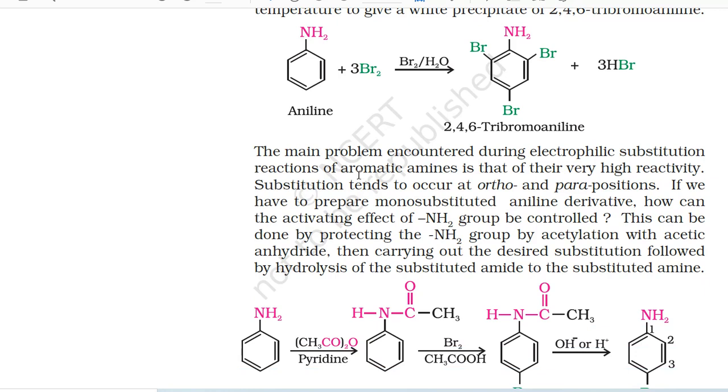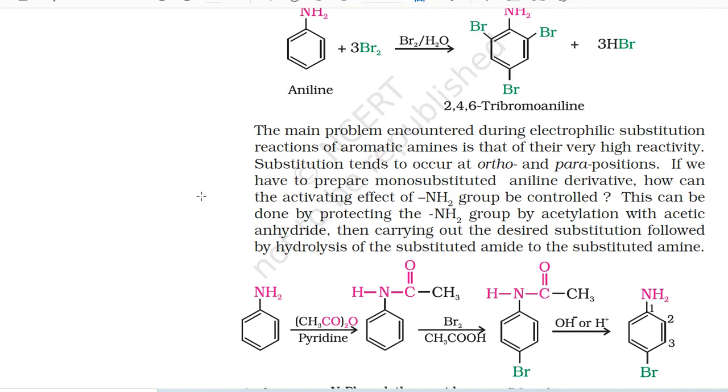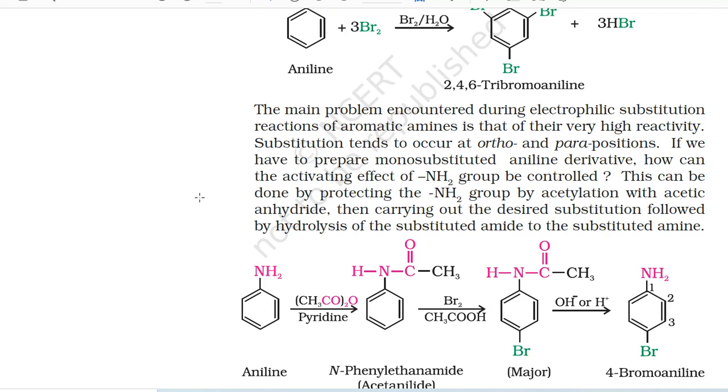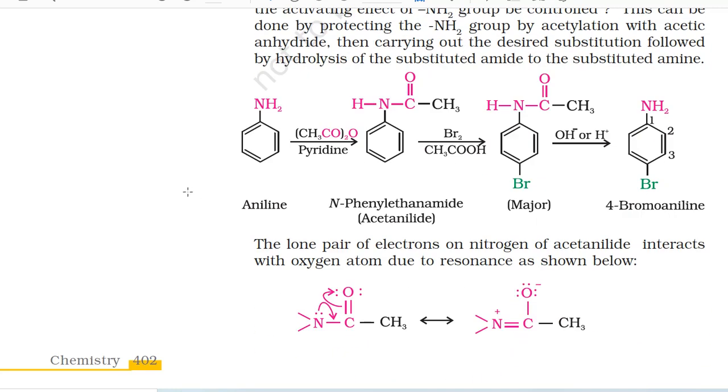The main problem encountered during electrophilic substitution reactions of aromatic amines is that of their very high reactivity. Substitution tends to occur at ortho and para positions. If we have to prepare a monosubstituted aniline derivative, how can the activating effect of the NH2 group be controlled? This can be done by protecting the NH2 group by acetylation with acetic anhydride, then carrying out the desired substitution followed by hydrolysis of the substituted amide to the substituted amine.